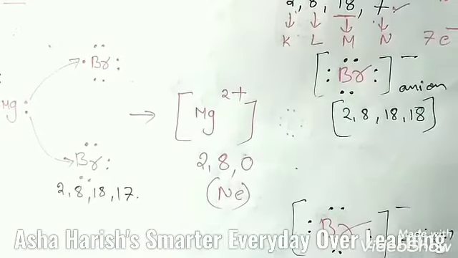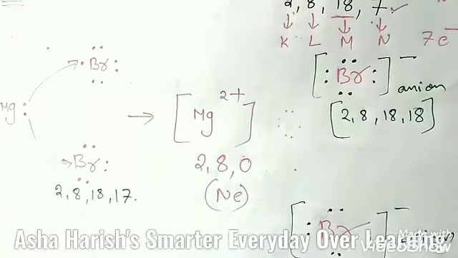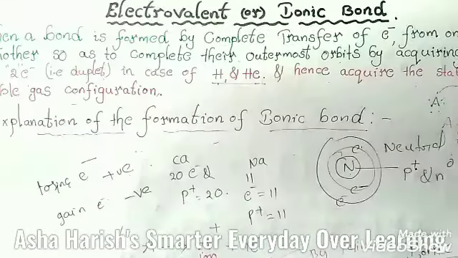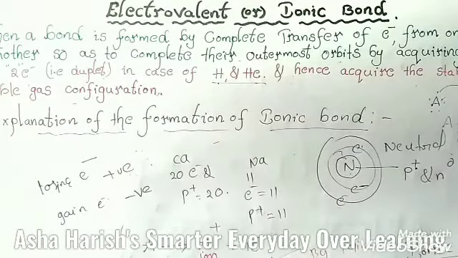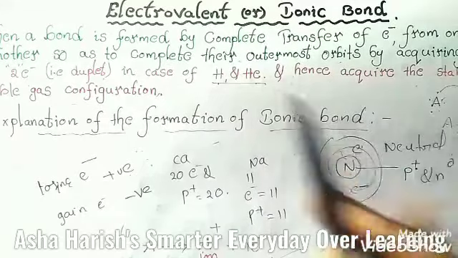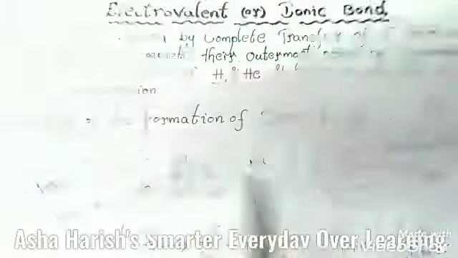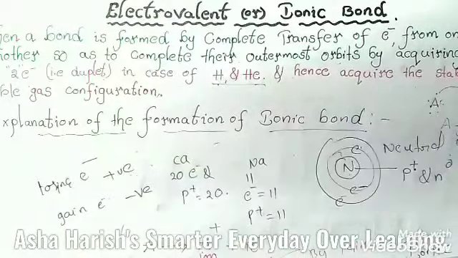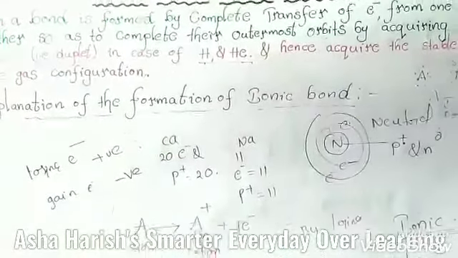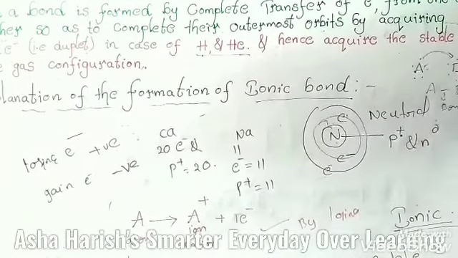Okay students, this is about the formation of MgBr2, magnesium bromide. This is about today's session, electrovalent bond or ionic bond. Let's recall what we have learned in this class: electrovalent bond definition and explanations of formation of ionic bond, how it can be formed by losing or gaining of electrons. These two I explained to you.